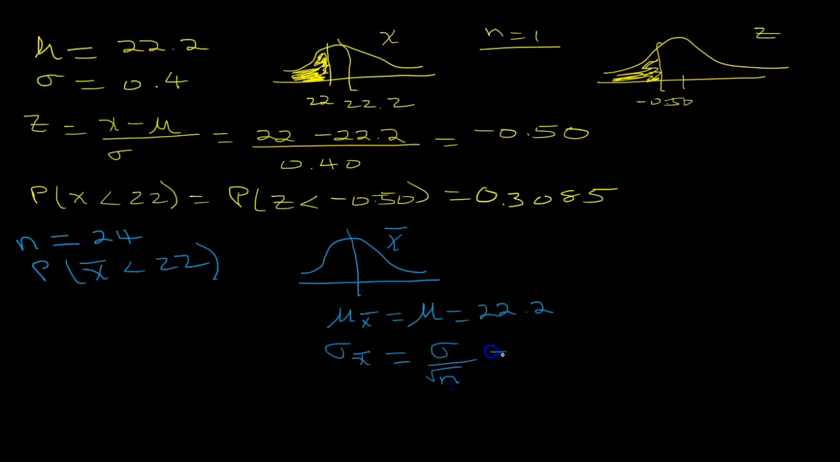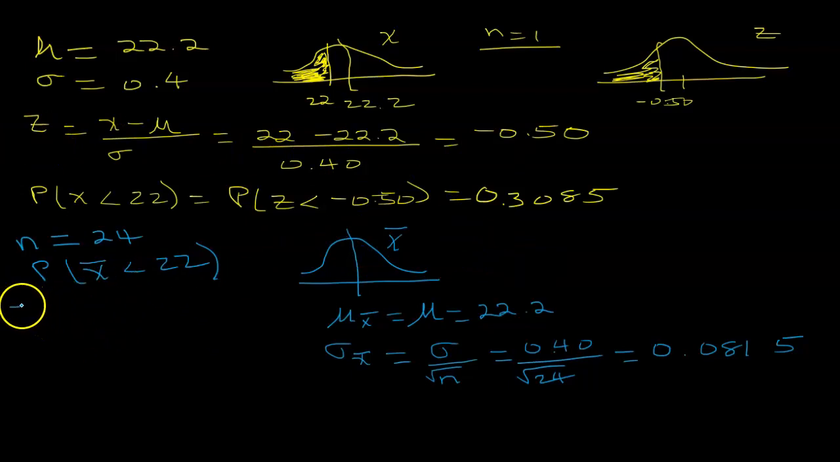The known standard deviation of all the individuals in the population, that's given to us as 0.4, divided by the square root of your sample size, and for us that's 24. Now that works out to a much smaller standard deviation, 0.08165, I believe. So it's like 10 times smaller than the value in the first part of the question.